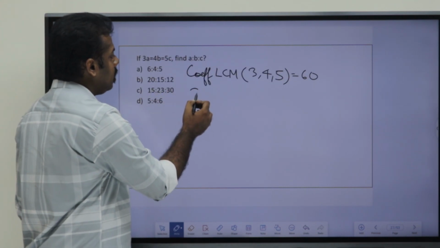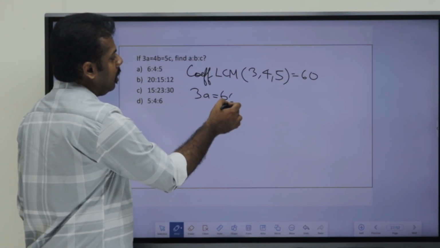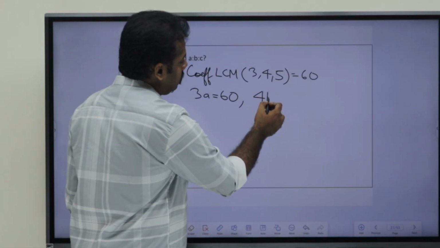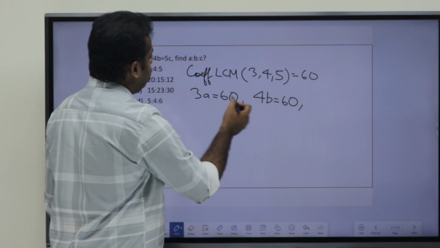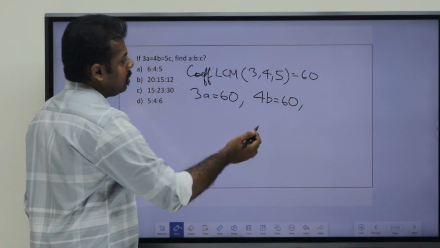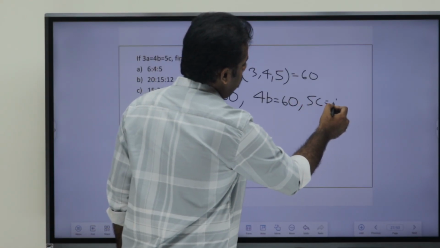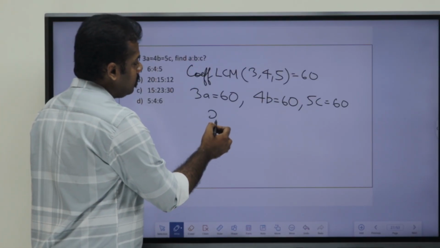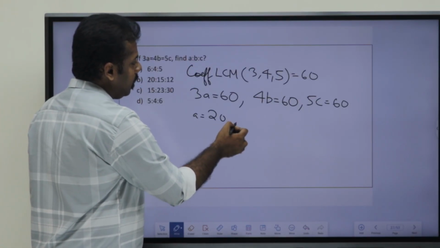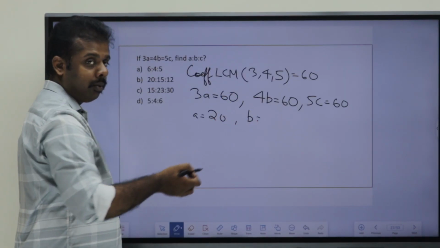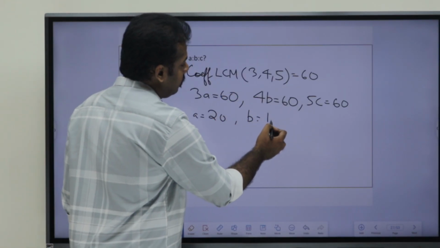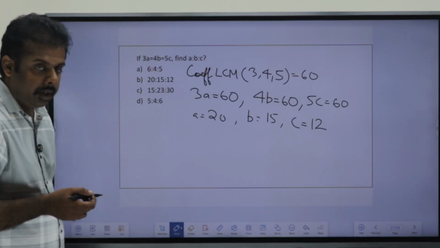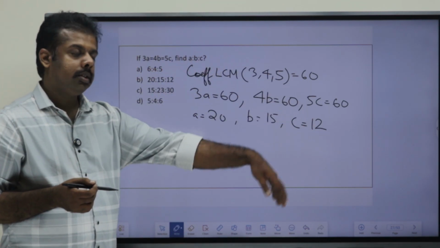So here we can say that 3a is equal to 60. Likewise 4b is equal to 60. Likewise 5c is also equal to 60. So from here we can get the value of a as what? 20. Value of a is 20. Value of b is what? 60 by 4, that is 15. And value of c will be 12. So we are getting the value of a as 20, b as 15 and c as 12.